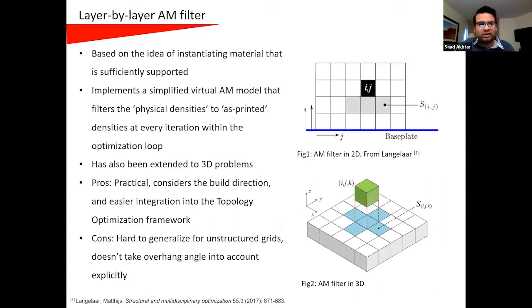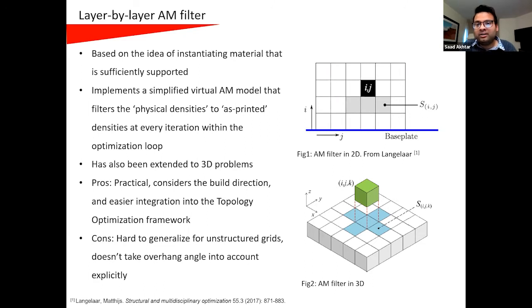So first, let me talk about the layer by layer additive manufacturing filter. When we looked at this approach, it looked really promising to us, and I'm going to tell you why. It's very easy to understand. It's very intuitive, and it's basically based on the idea of instantiating material that is sufficiently supported below. So, for example, let's consider this dark square ij of the material, and you want to know the density of the material.